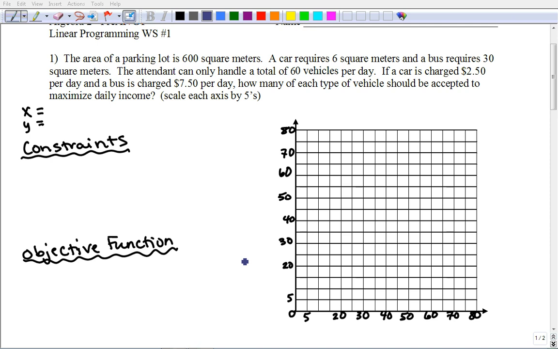If a car is charged $2.50 per day and a bus is charged $7.50 per day, how many of each type of vehicle should be accepted to maximize daily income? Scale each axis by 5. I've gone ahead and scaled the axes by 5, which is what you see here.